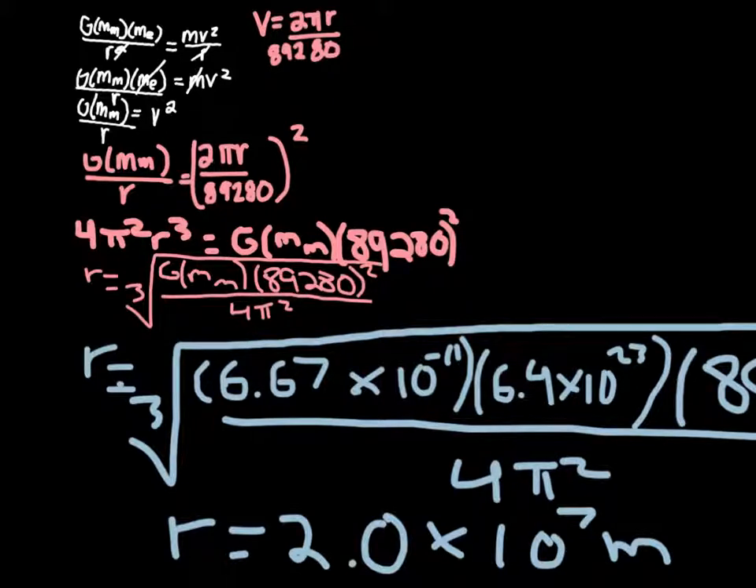When the equation is rearranged to solve for r, r equals the cube root of G times the mass of Mars times 89,280 squared over 4 pi squared. Once the numbers are substituted in, r equals 2.0 times 10 to the 7th meters.